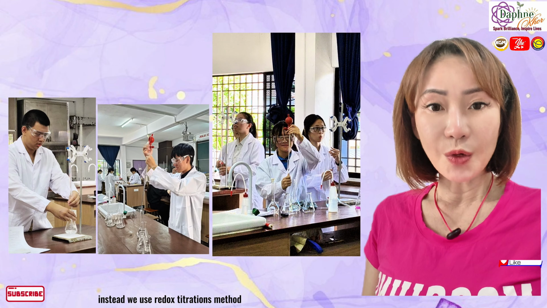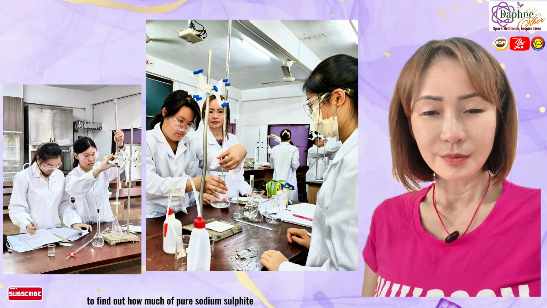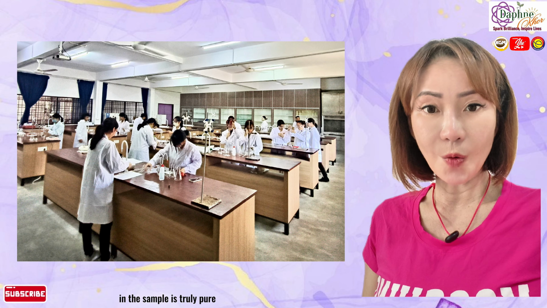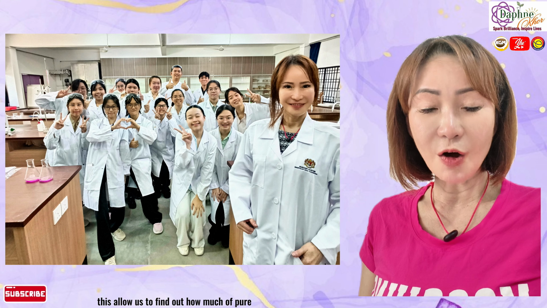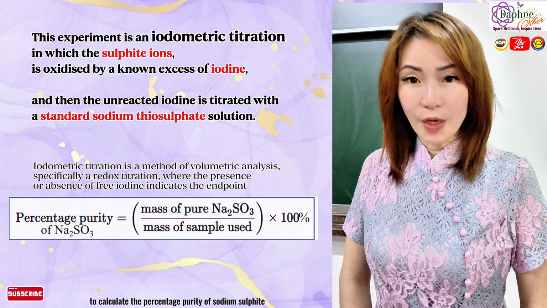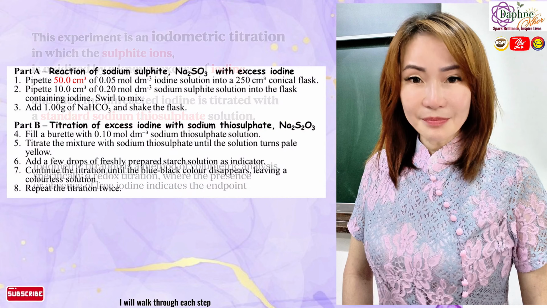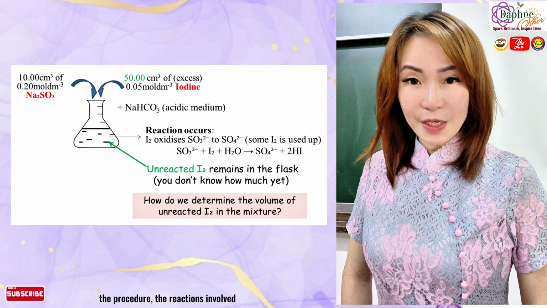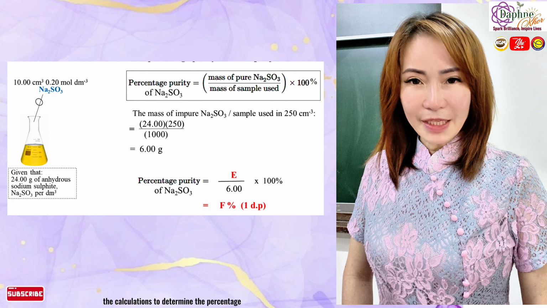Instead, we use a redox titration method. This allows us to find out how much of the sodium sulphite in the sample is truly pure. Then we can use the following formula to calculate the percentage purity of sodium sulphite. I will walk through each step: the procedure, the reactions involved, the titrations, and finally, the calculations to determine the percentage purity of sodium sulphite in the sample.